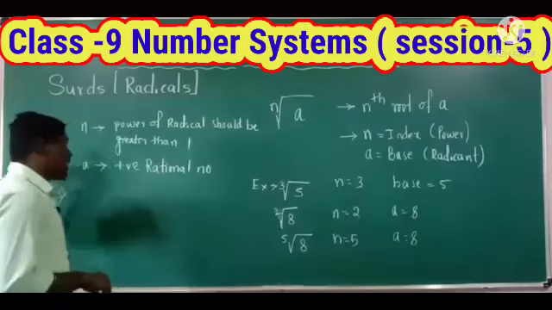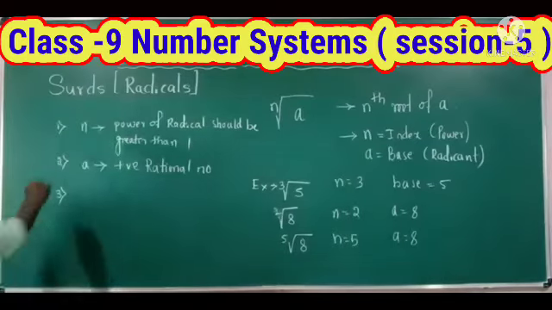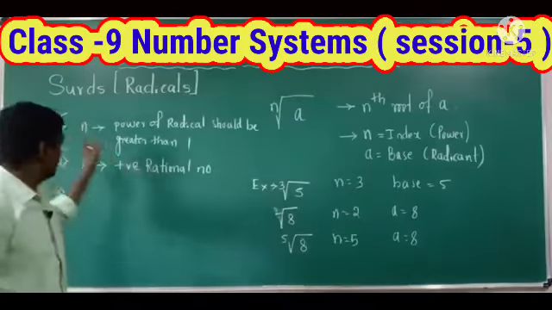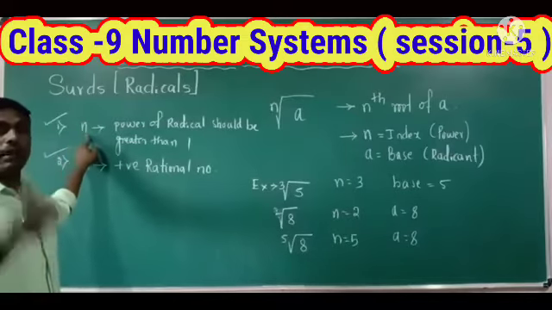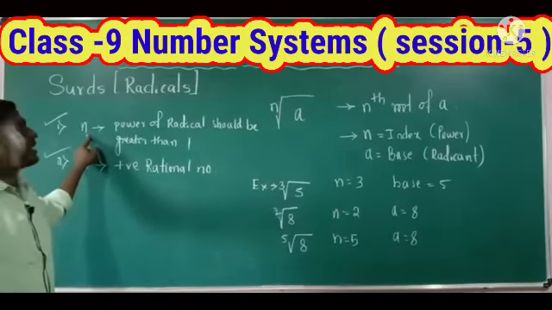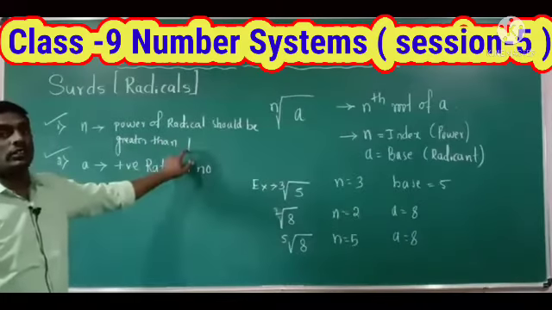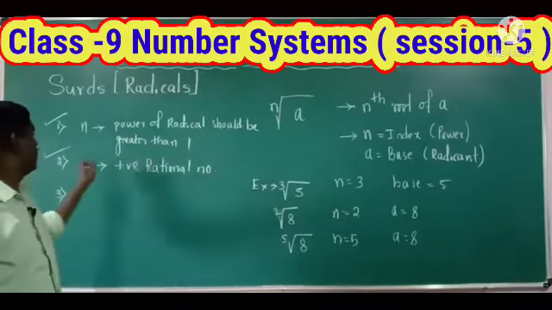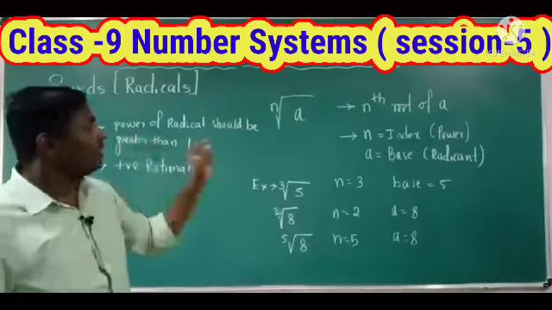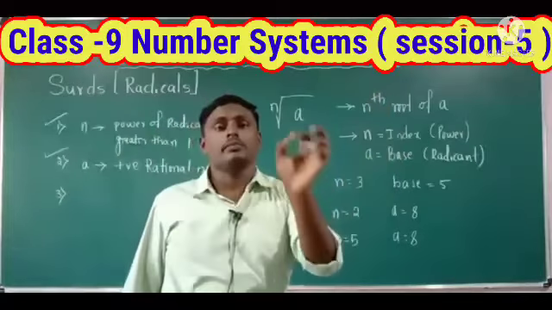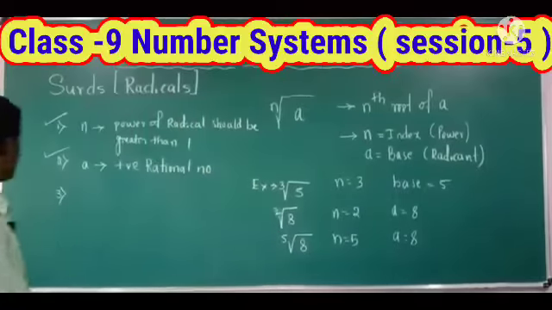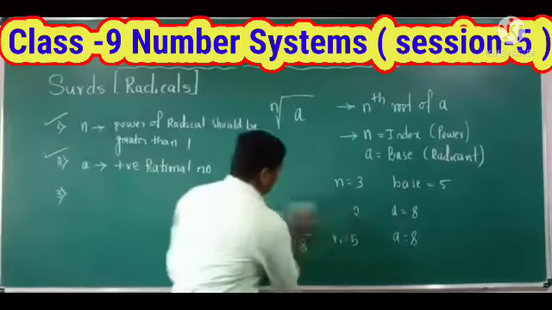So these are the three main conditions, but we must apply the first two. First, n, the power of the radical, should always be greater than 1. And what is the second condition? The base or radicand must always be a positive rational number. Okay, let's see some examples here.